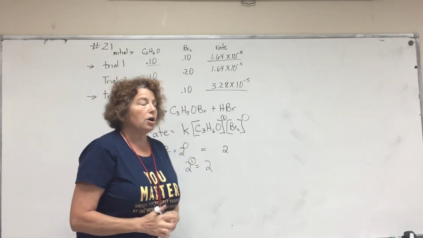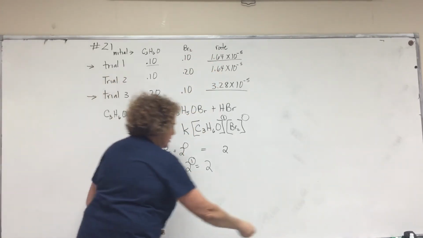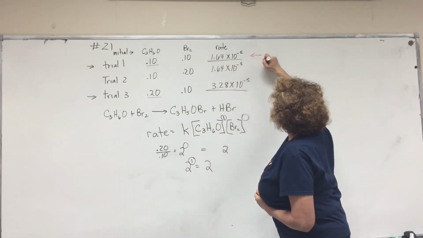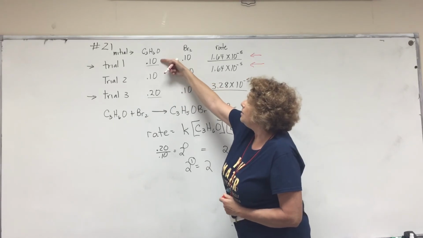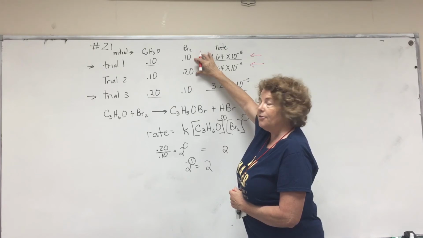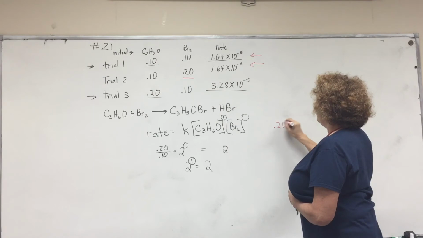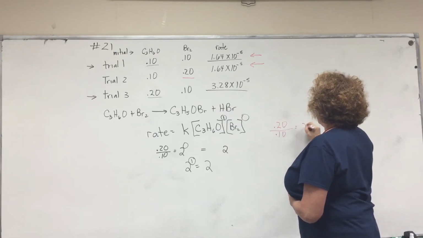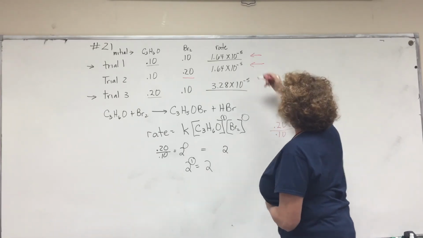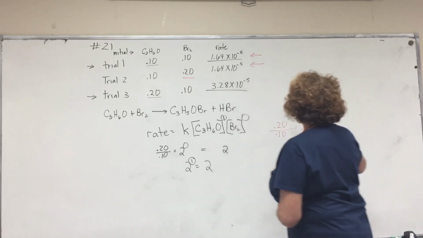Now let's find Br2. Let me make a different color. For Br2, it changes in these first 2 experiments, and the C3H6O does not change. So we will be able to see how this affects it. So once again, we will go 0.2 divided by 0.1, and we can see that our concentration has doubled. So we want to see what happens to the rate. Well, look at this. The rate, if we divide this by this, we get 1.